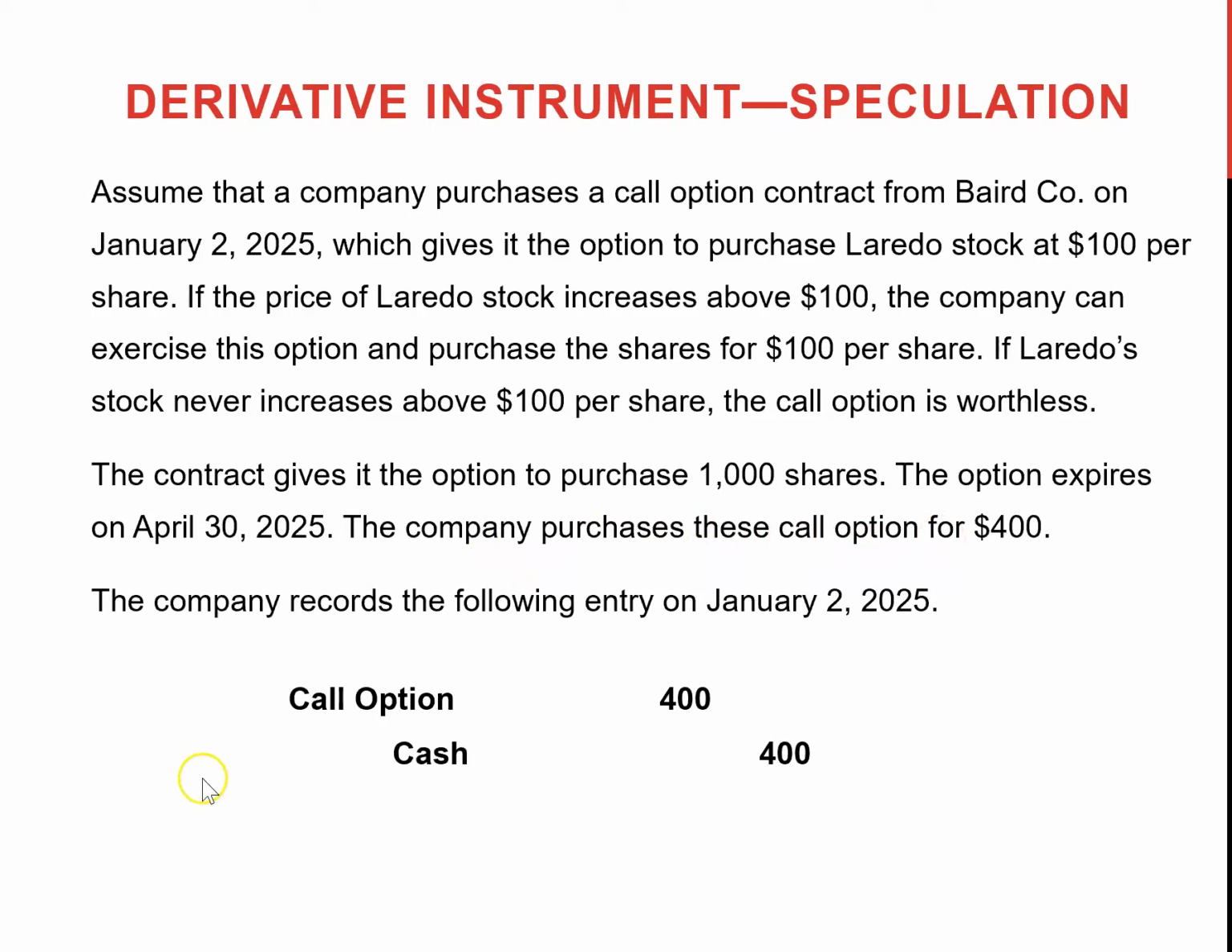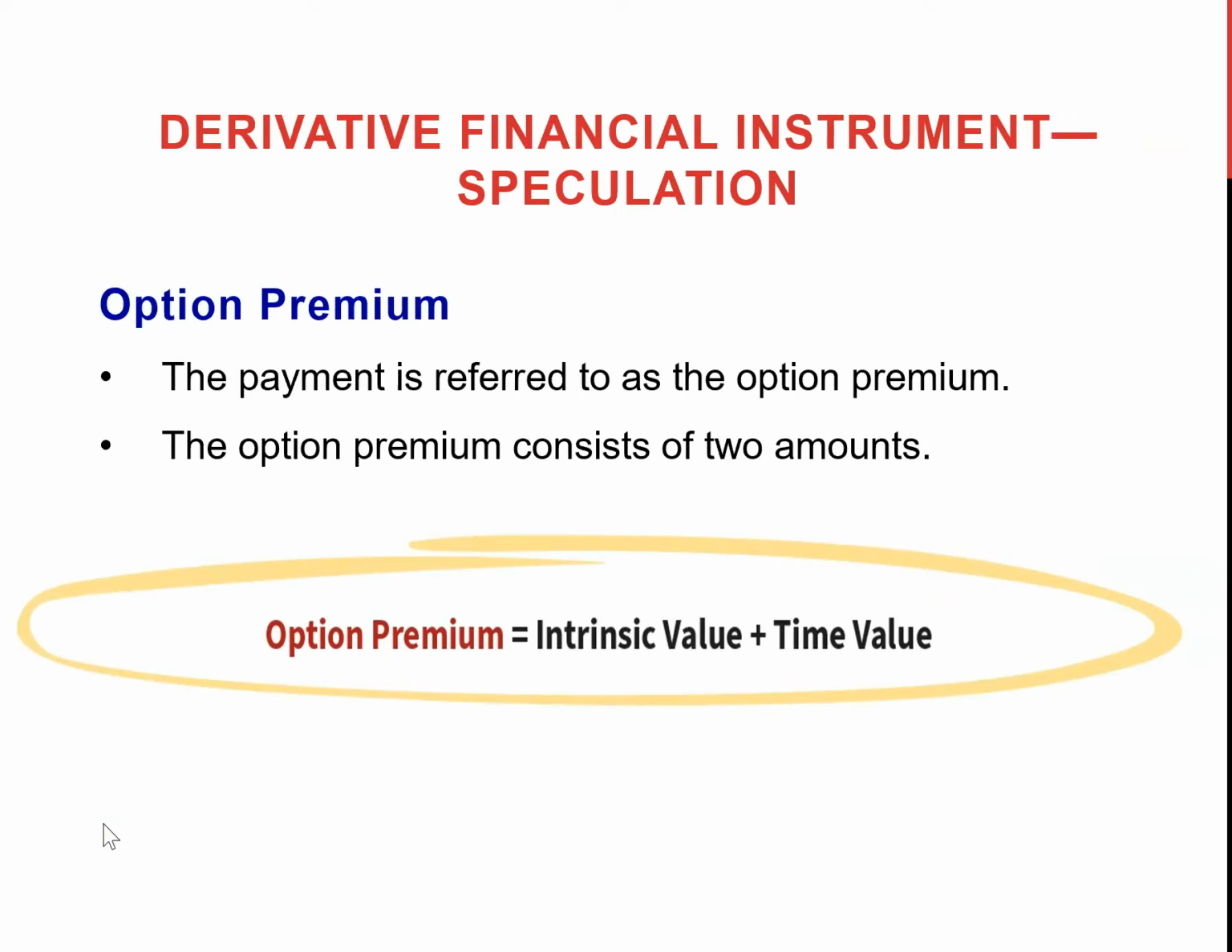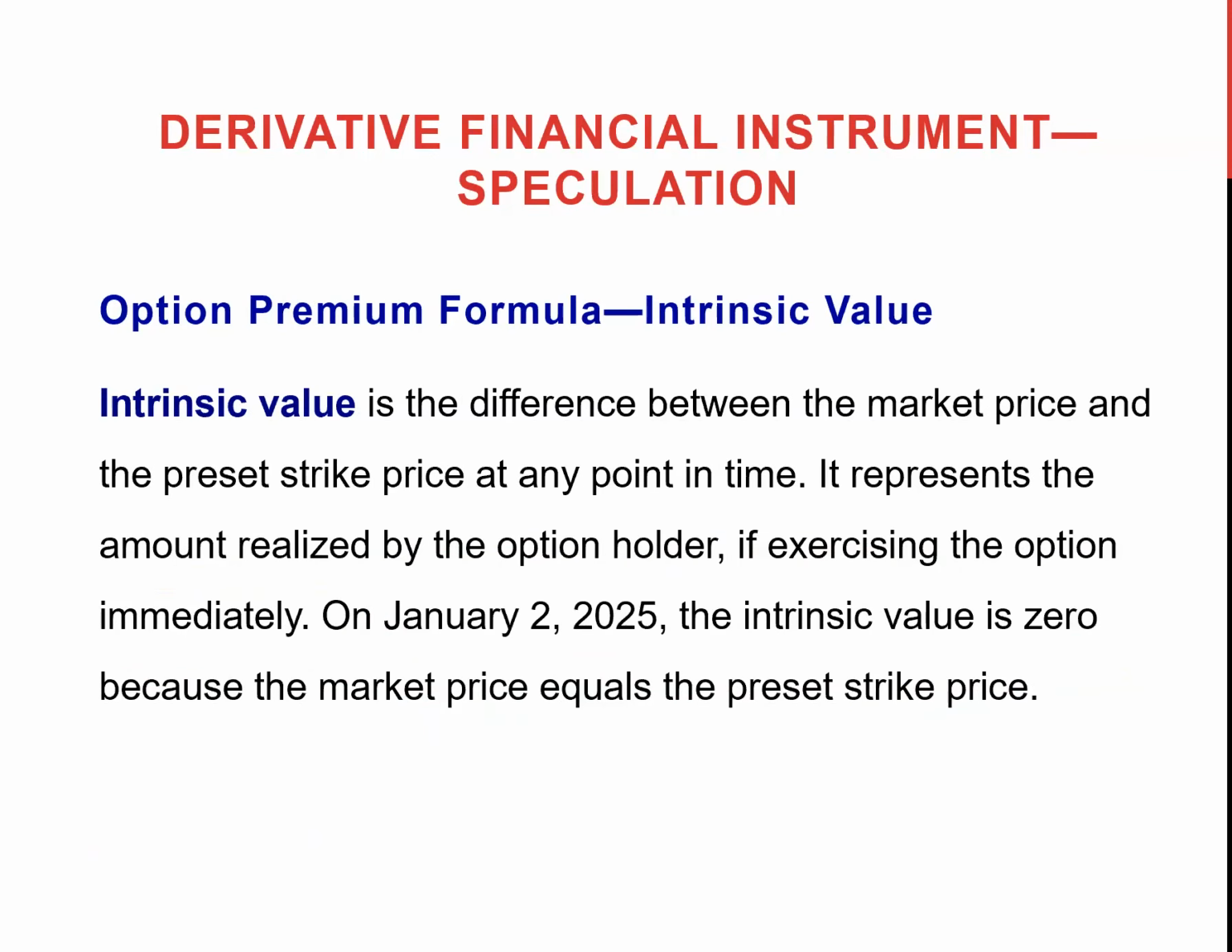So now the company will record the following journal entry on January 2nd, 2025. Call option debit, cash credit. Now here this $400 which we recorded as the option price is also known as the option premium. An option premium has two parts. One is the intrinsic value, another is the time value. Intrinsic value is the difference between the market price and the exercise or the strike price.